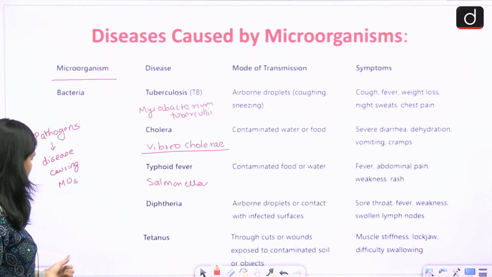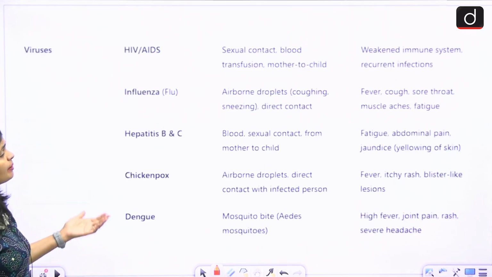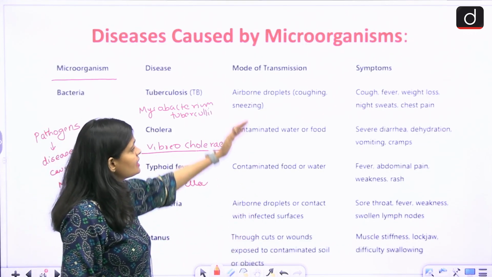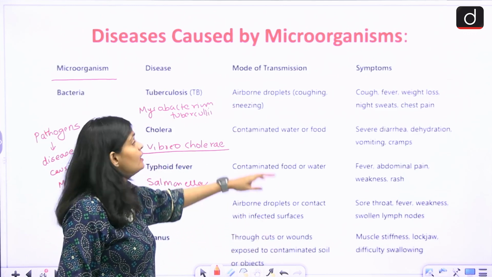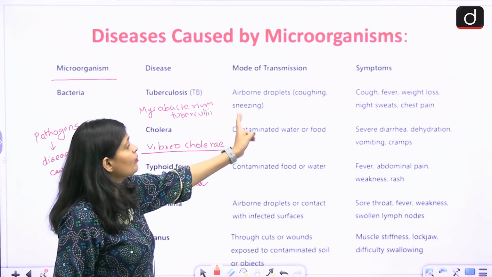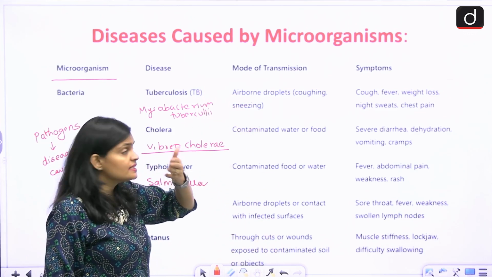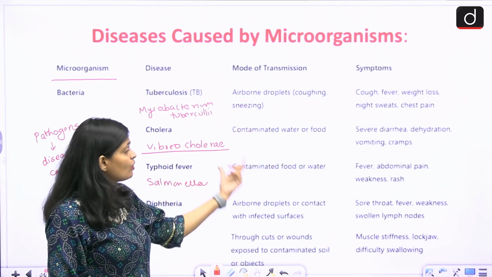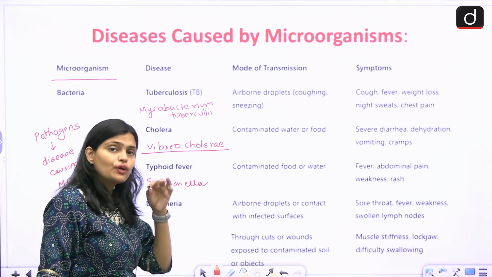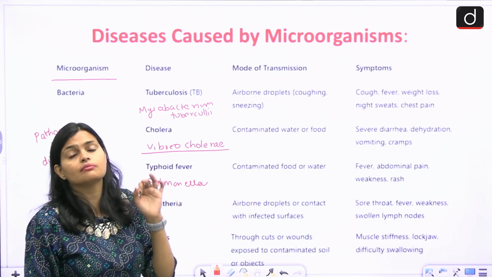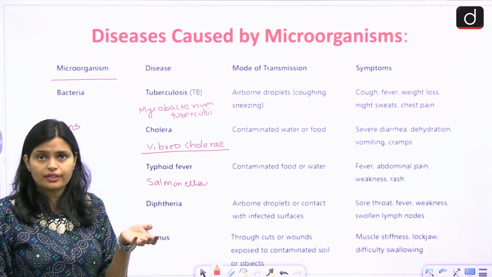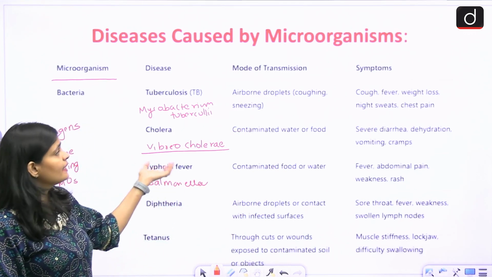Okay, so like this, the organisms you have to remember. Also, you have to remember their modes of transmission, like how they are transmitted, like TB from airborne, from coughing, sneezing, and contaminated food and water, like cholera. Contaminated food and water means what? If the food and water has the microorganism, that food and water is considered contaminated. Okay, so you can get it from there.